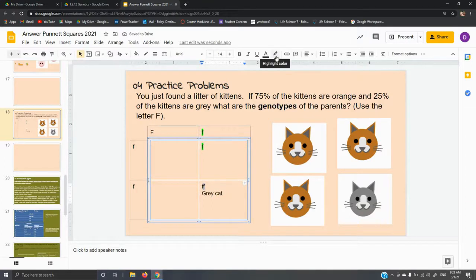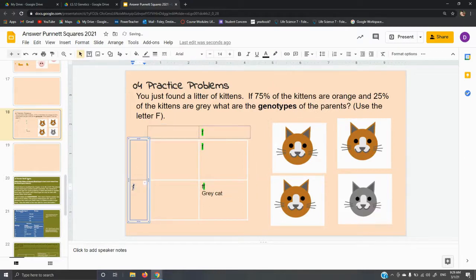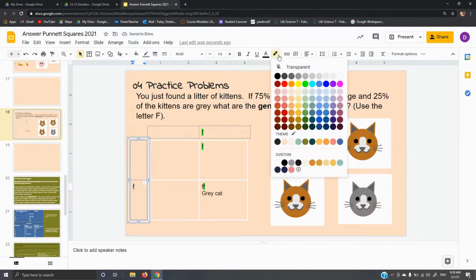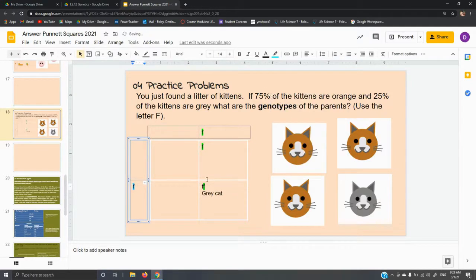We know this to be true. We know that the parents have one recessive allele, both of them. Because how else are we going to get a gray cat? There's no other way. So we have light blue, light blue. Okay? So this is how we're able to get this. There's also going to be a lowercase letter in this one as well. It's going to be the cyan.